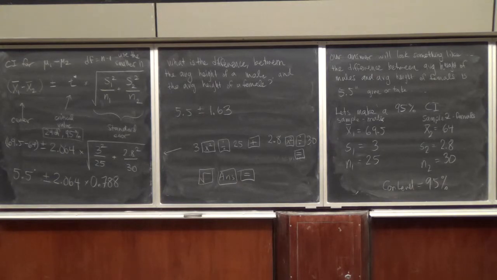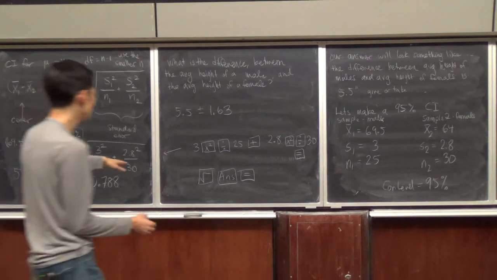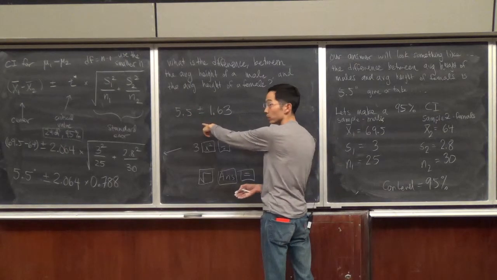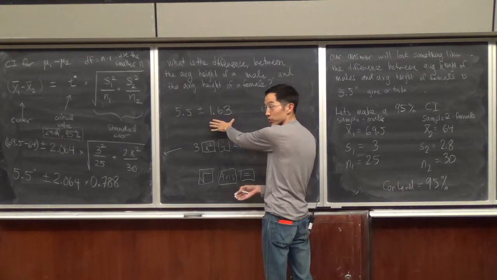It's mu1 minus mu2, what is that? That's not the hypothesis. There's no hypothesis, we're just making a confidence interval. So my confidence interval ends up becoming 5.5 plus or minus 1.63. Is that part okay? Okay.